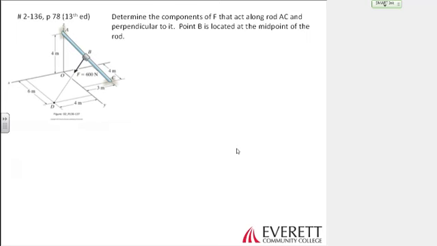It says determine the components of F that act along rod AC and perpendicular to it. Point B is located at the midpoint of the rod. I'm going to start off with some givens and the find, and then we're going to talk together and see if we can come up with a strategy of the steps that we might want to take to solve this problem.